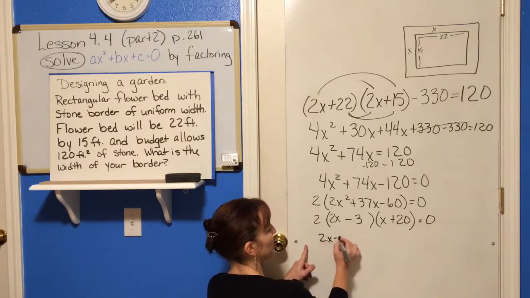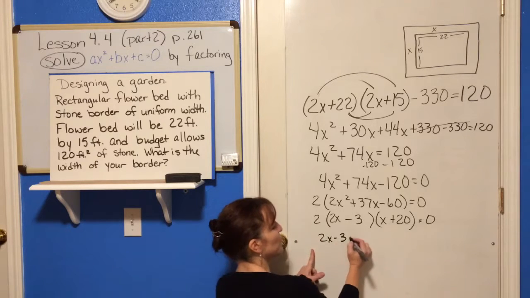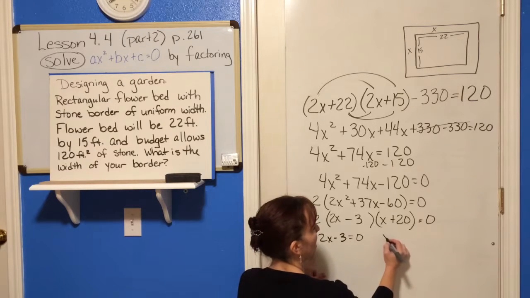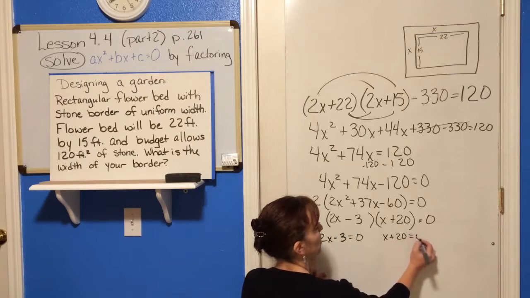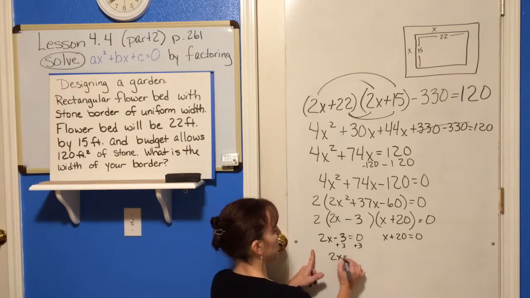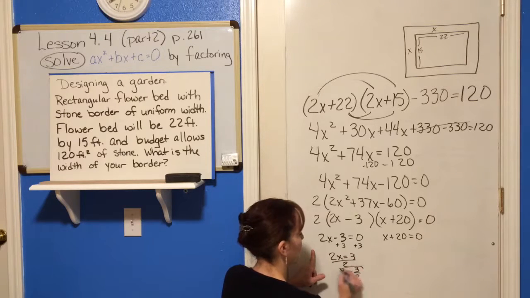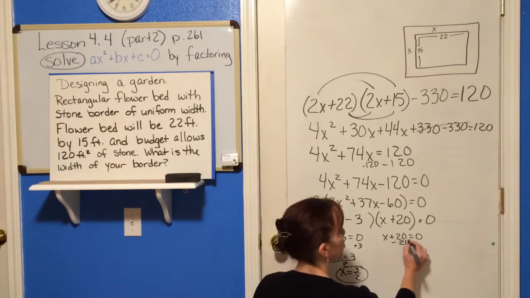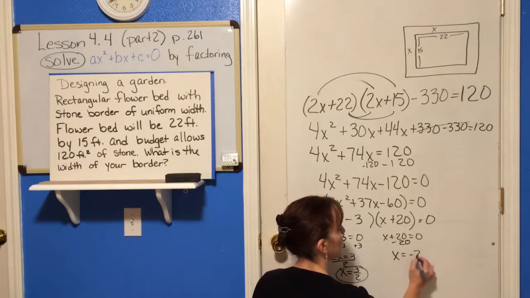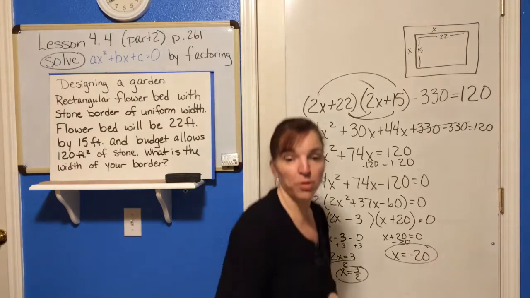So 2x minus 3. We're going to ignore our 2 because 2 can't be 0. All right. 2x minus 3 equals 0, and x plus 20 equals 0. Solve each one. Plus 3. Divide by 2. There's one possible solution. Subtract 20 from both sides. x is negative 20.